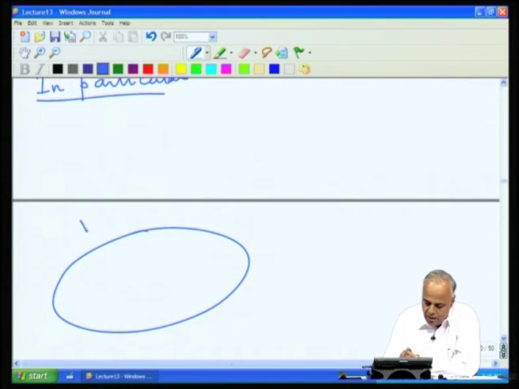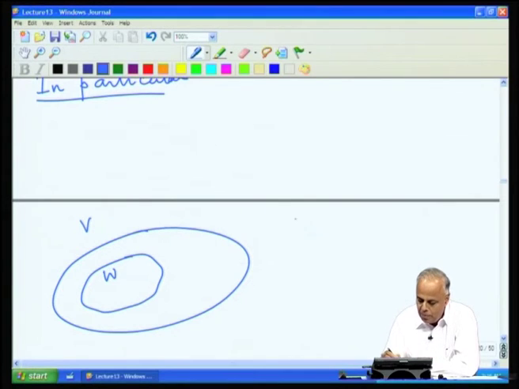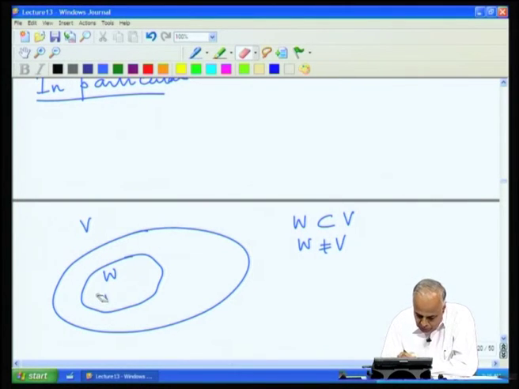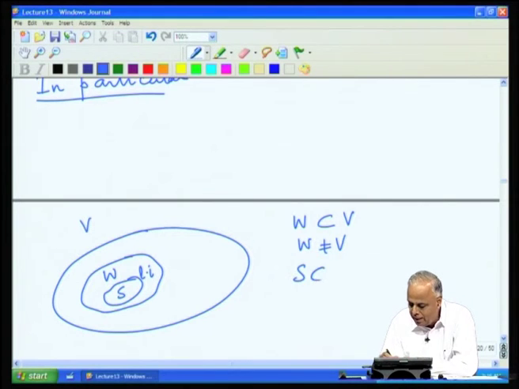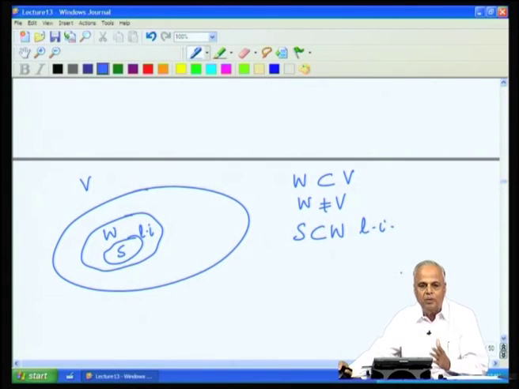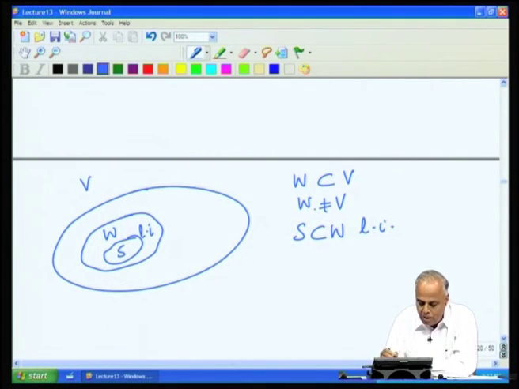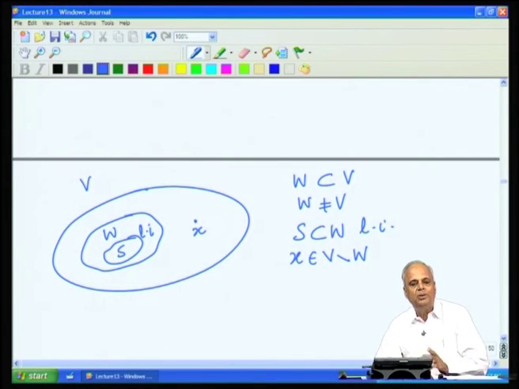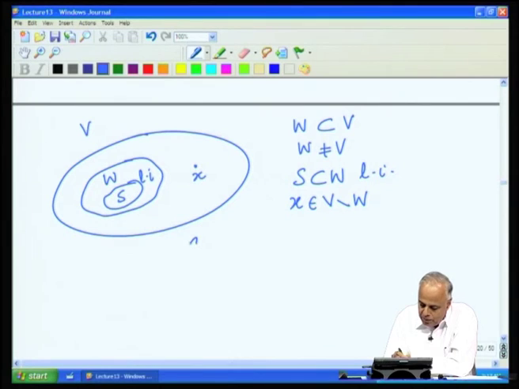In particular, suppose we take V and we take a proper subspace W. So, W is contained in V and W is not equal to V, and we take an arbitrary S inside that, linearly independent. So, S contained in W is linearly independent. Since W is not equal to V, there is something outside. So, let us pick a vector x which is sitting outside. So, x belongs to V minus W. In that case, can x be 0?